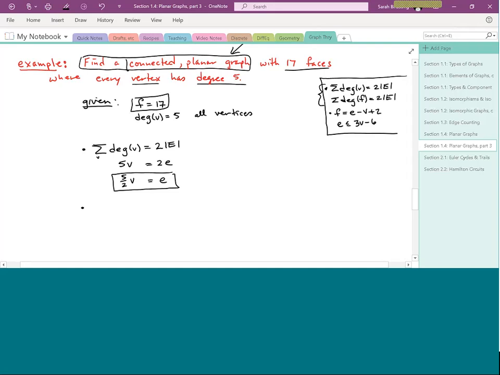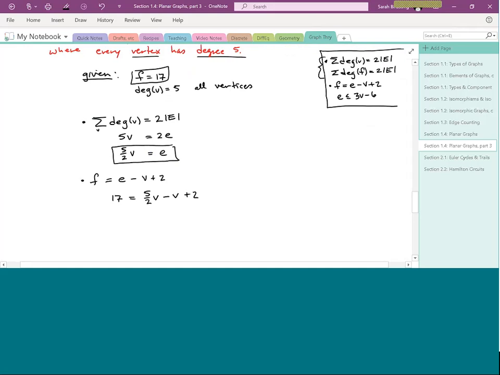So if we go ahead and use Euler's formula, I'll write it out largely over here. You can just go ahead and drop in your numbers. So we know we have 17 faces. For edges, we don't know how many, but we know that 5 over 2 times the number of vertices is going to be the same as our number of edges, and I copied everything else the same.